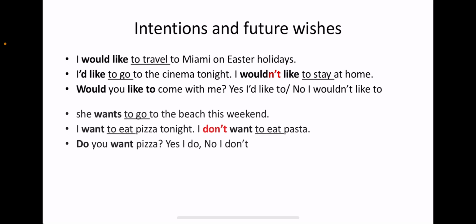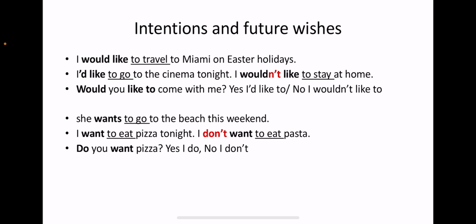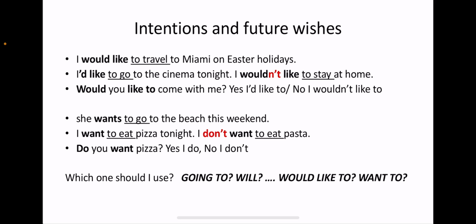And we can also use want to talk about intentions, right? So she wants to go to the beach this weekend. I want to eat pizza tonight. I don't want to eat pasta, right? And do you want pizza? Yes, I do, or no, I don't. So, would like to and want to are other expressions that we can also use to express future.